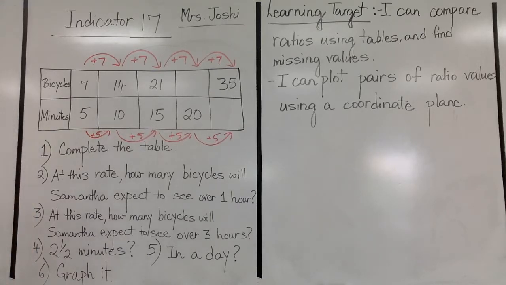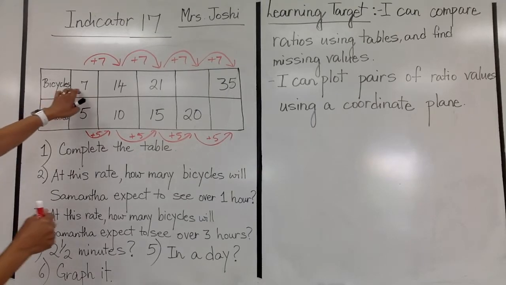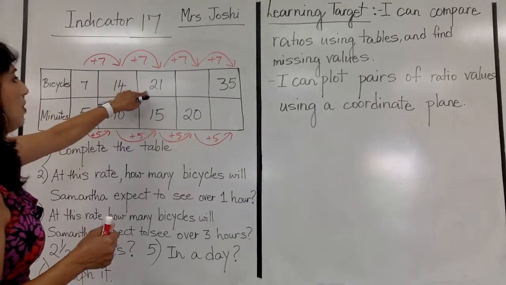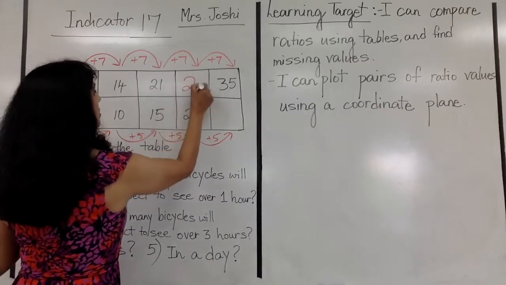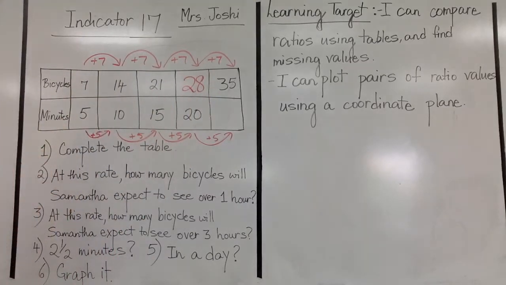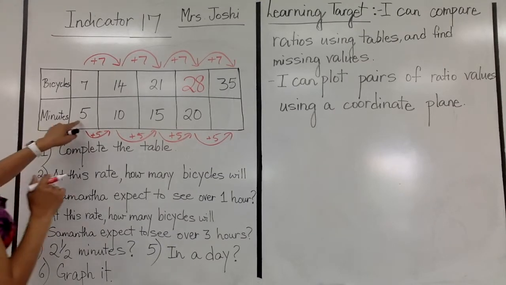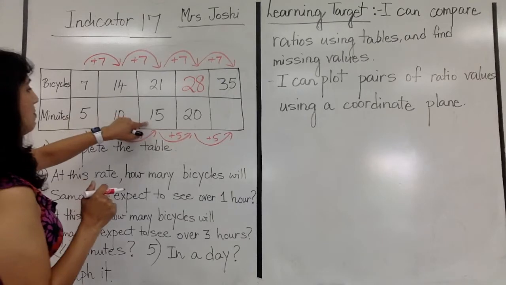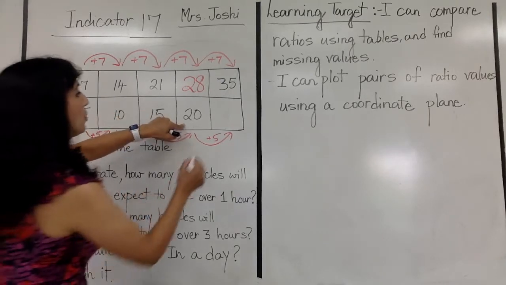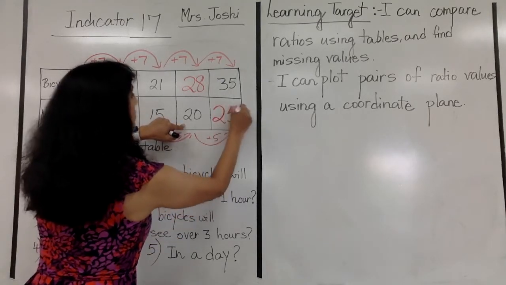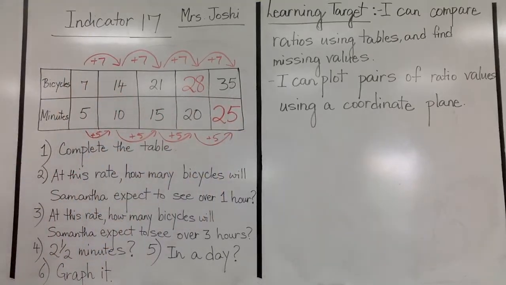Or 7 times 1 is 7, times 2 is 14, times 3 is 21, so I know this is going to be 28. And over here, 5 times 1 is 5, times 2 is 10, times 3 is 15, times 4 is 20, times 5 gives me 25. So this is how I complete this table. All right, now let's go ahead and solve some other problems.